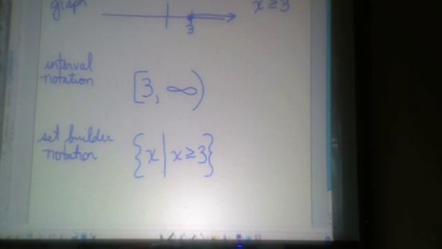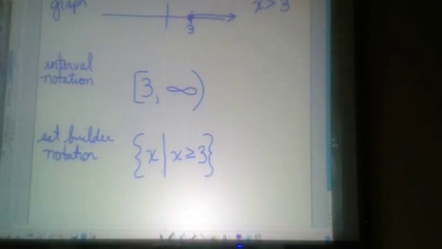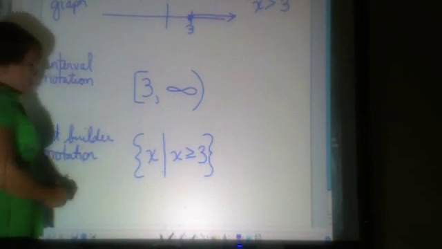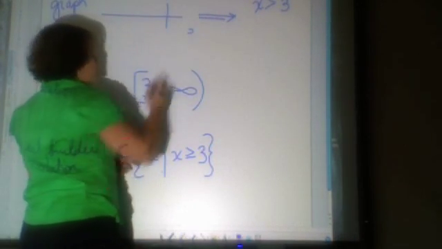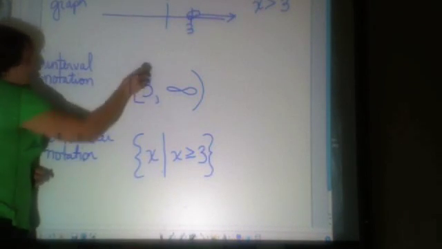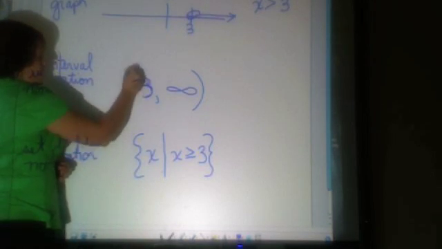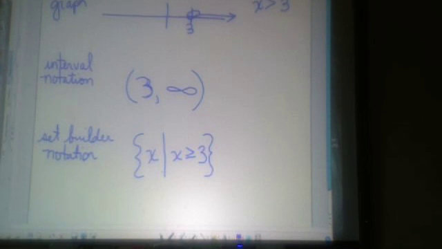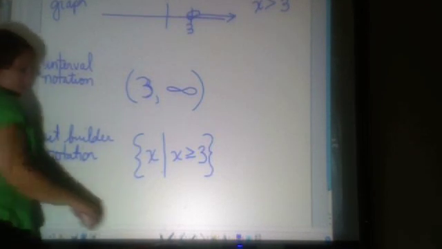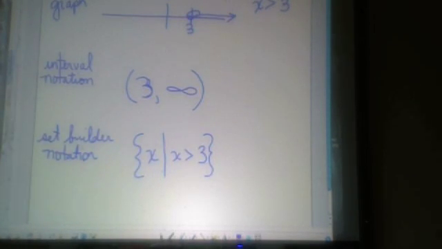All right, now let's take the same thing, but instead of greater than or equal to, we're just greater than 3. What's going to change in the graph? The circle's going to be open, okay? What's going to change in this? You're not going to have a bracket anymore. You're going to have a parenthesis instead because it does not equal 3. And what's going to change in set builder notation? That's it. Those 3 things represent the same answer.